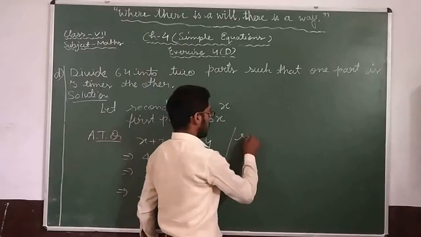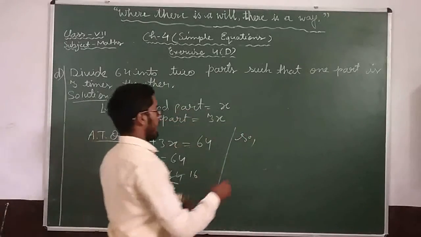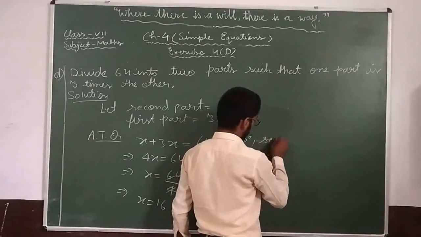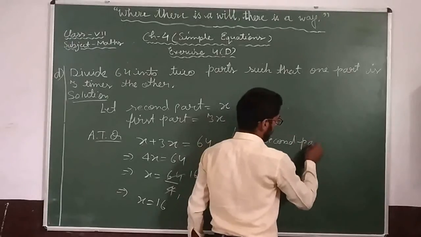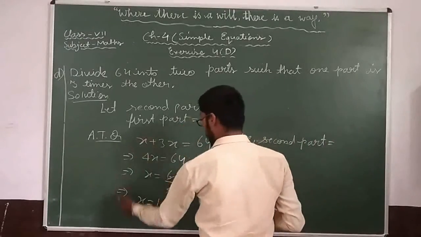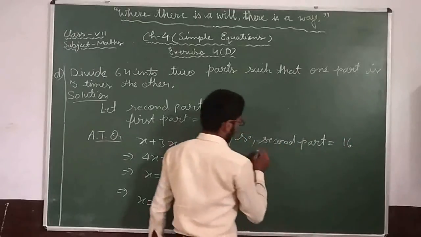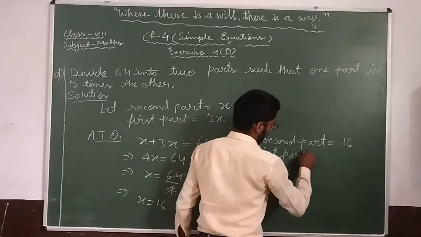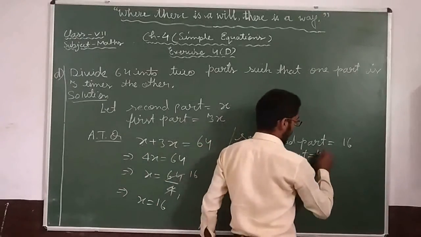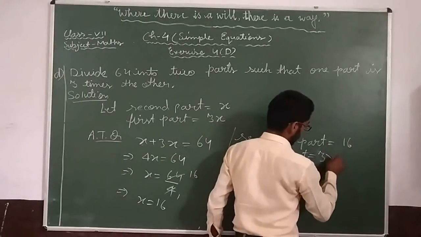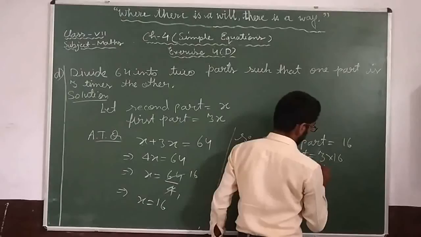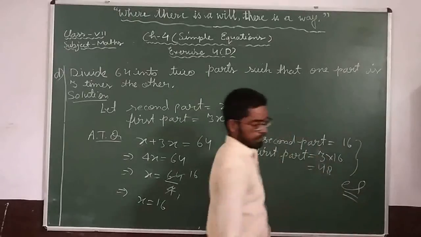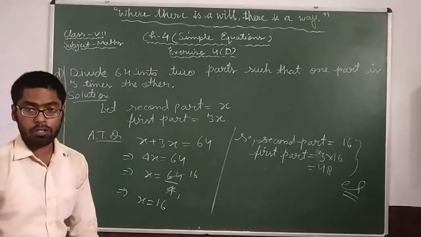It means the second part is x and the value of x is 16. And the first part is 3x, means 3 into x. x means 16. Then you will get 48. So these are the two parts, 16 and 48. These are the answers. Let us solve the next question.